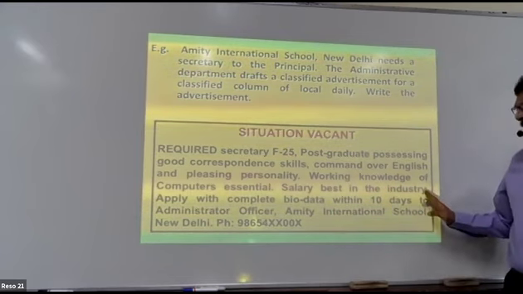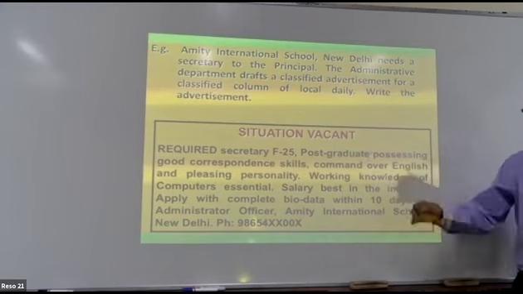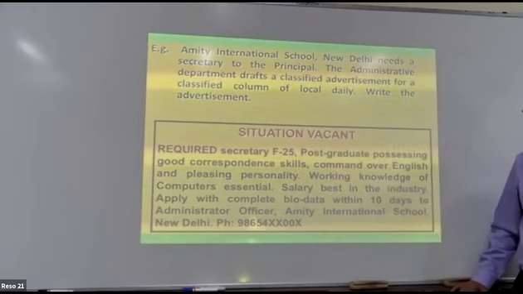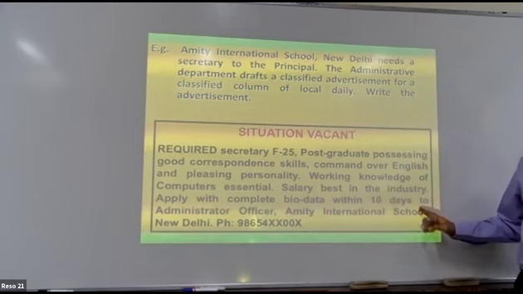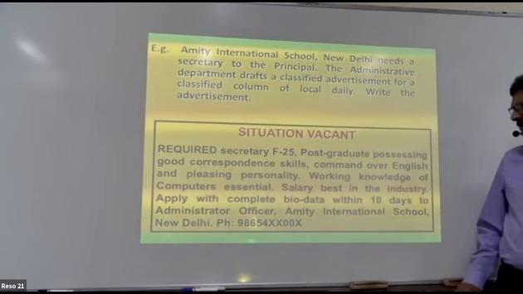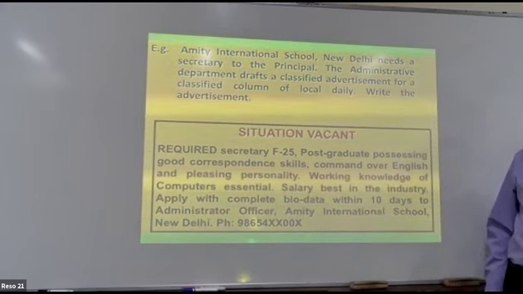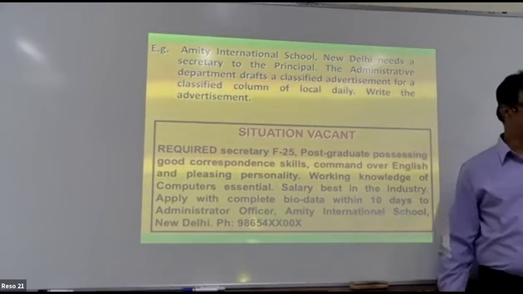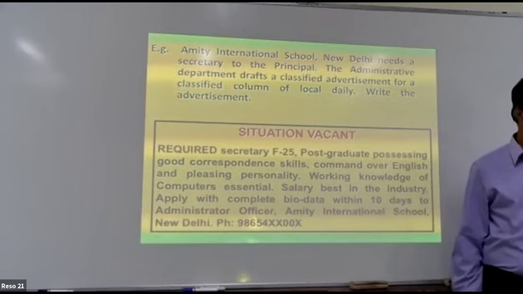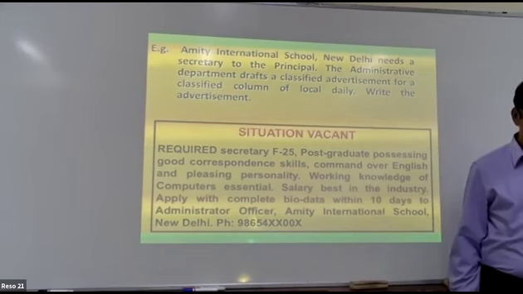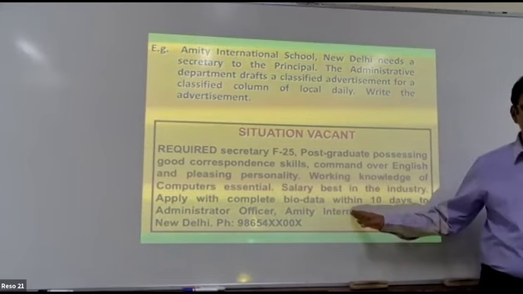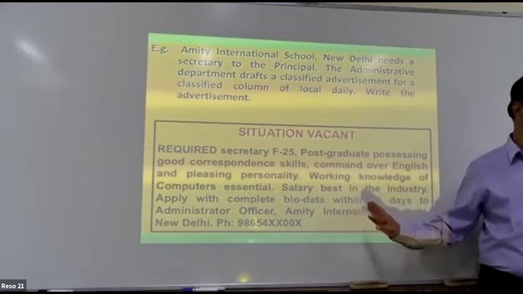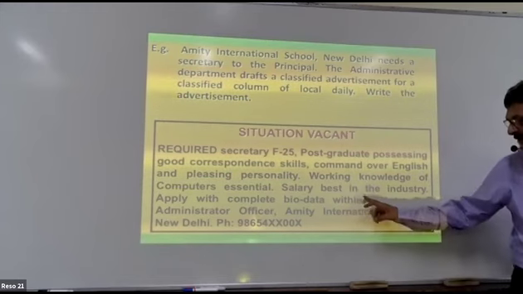Clear with this part? Now how to apply? Apply with complete biodata within 10 days to the admin office, Amity International School, New Delhi, and the contact number has been given. So they want the things to be posted directly to the school's address. This part can be changed.